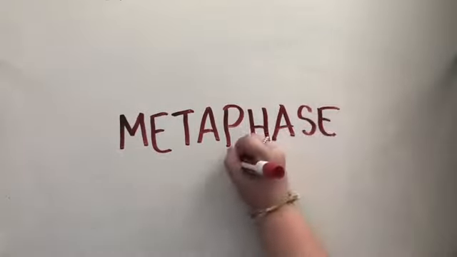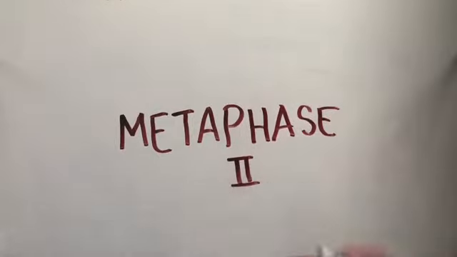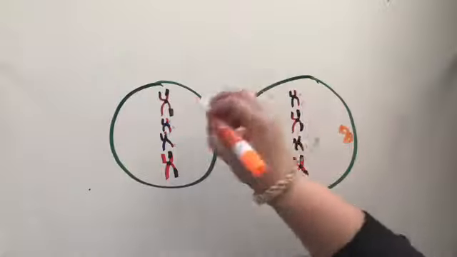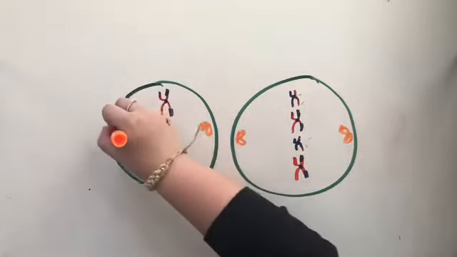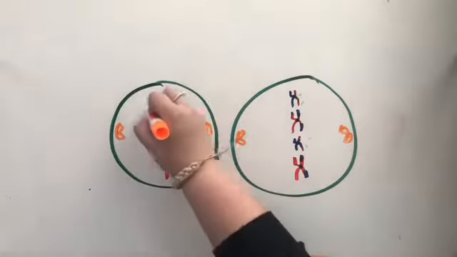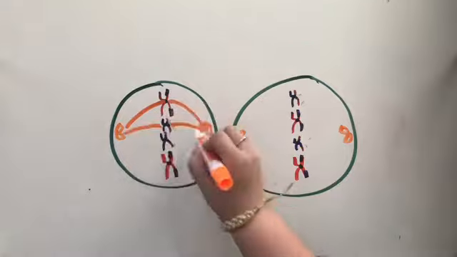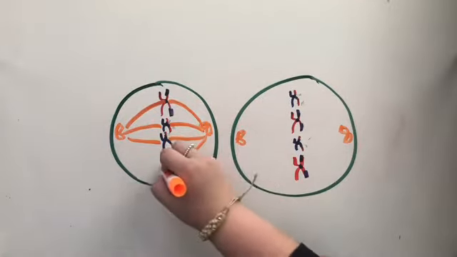Now it's time for metaphase II. In metaphase II, the haploid number of chromosomes line up at the equator of the cell, and the spindle fibers attach themselves to the centromeres of the chromosomes just as they would in mitosis.